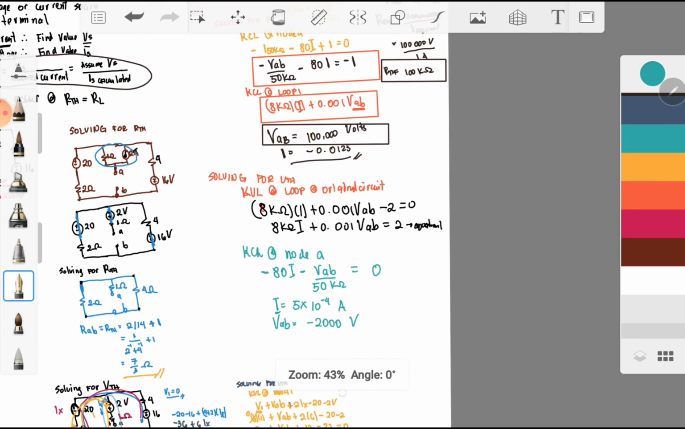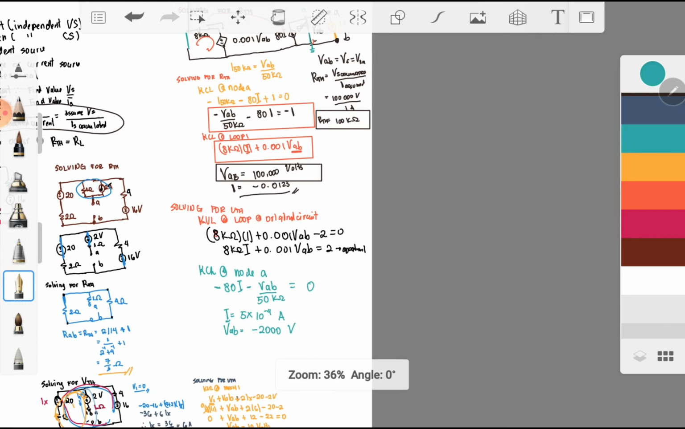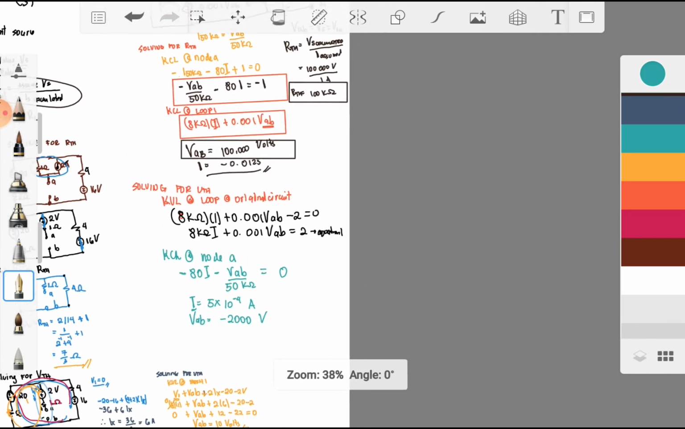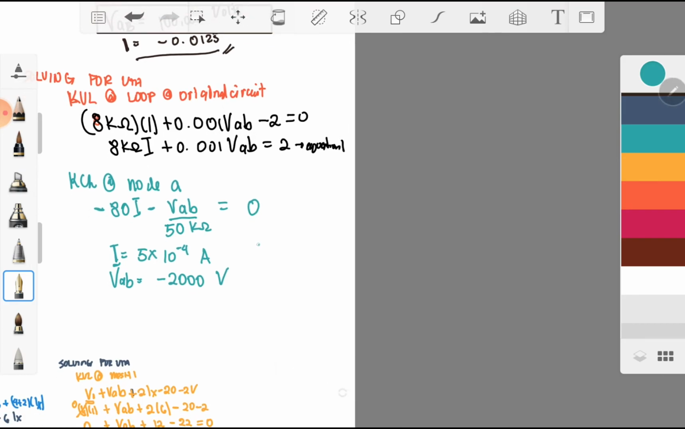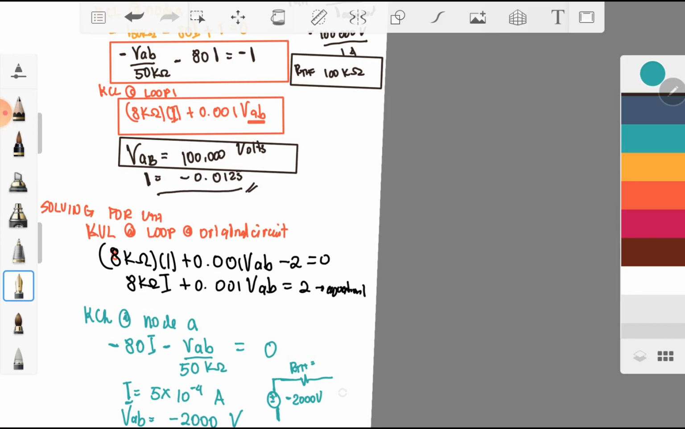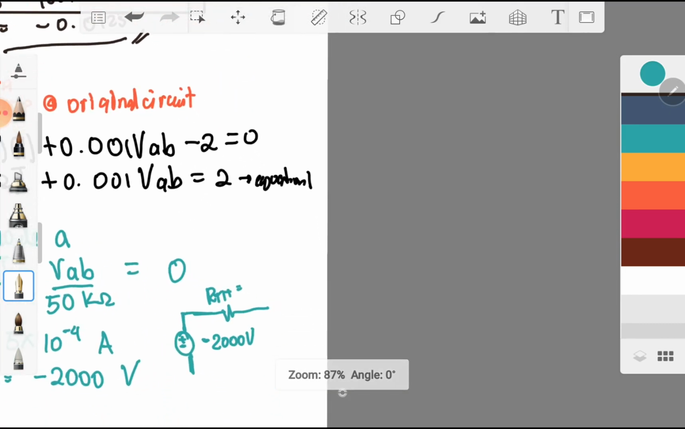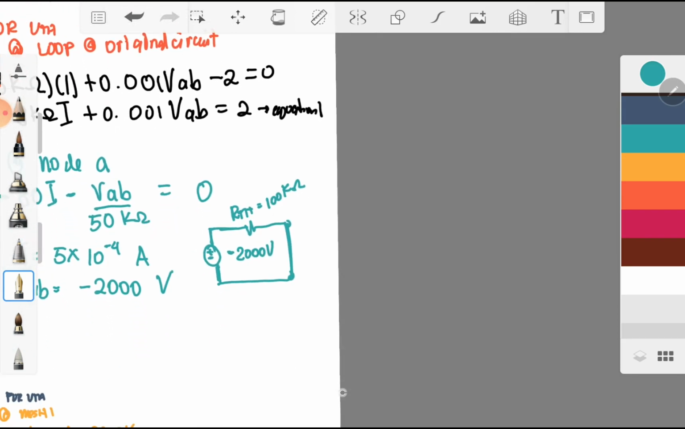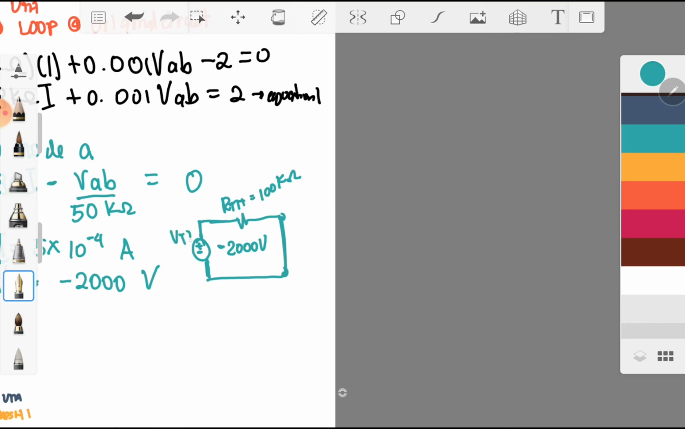and our VAB will be equal to negative 2000 volts. Okay, so the Thevenin equivalent will be negative 2000 volts, and then our RTH, which is equal to 100 kilo ohm, and then our terminal AB, which is shorted. Okay, so therefore this is our Thevenin equivalent.